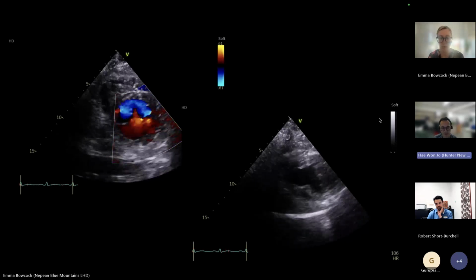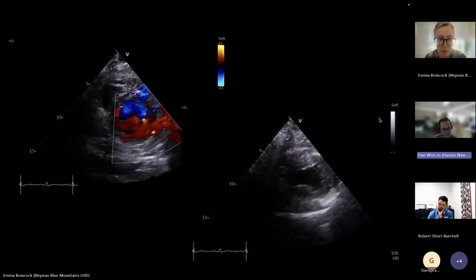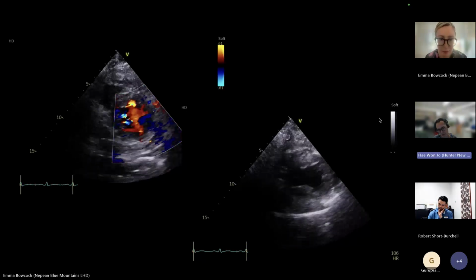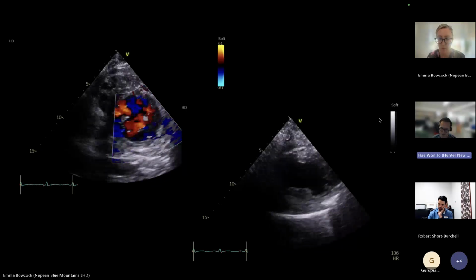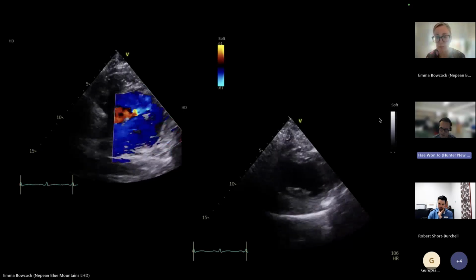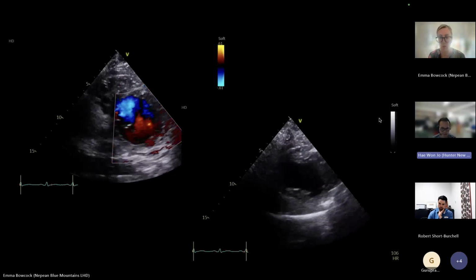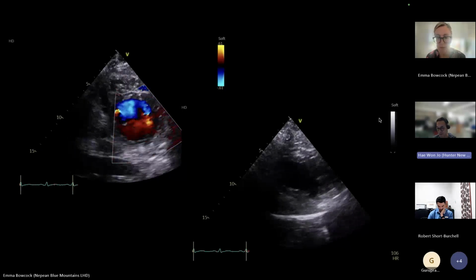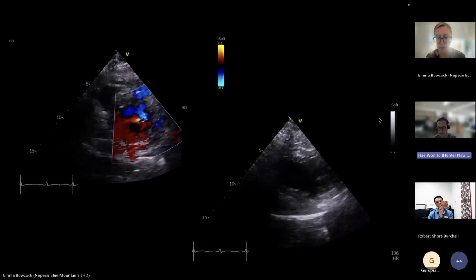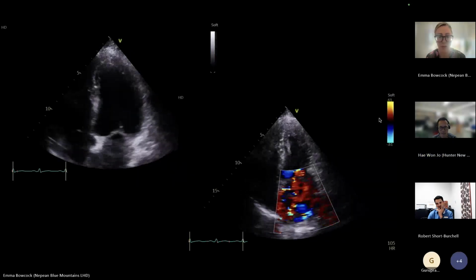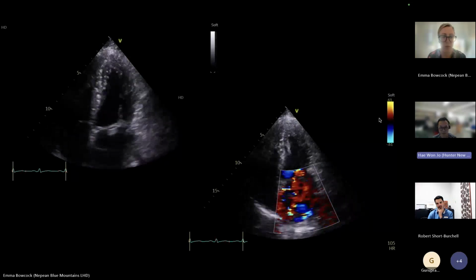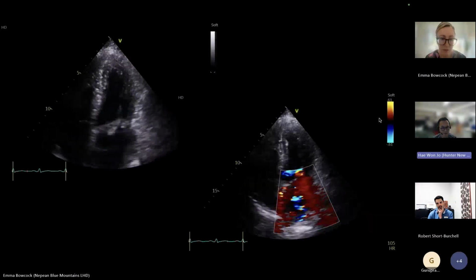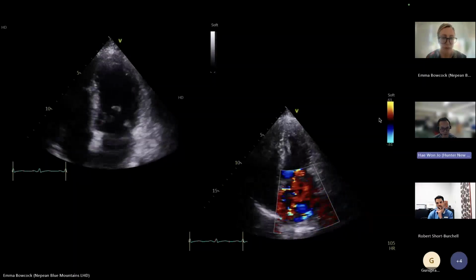Short axis color Doppler, again confirming the MR that we saw earlier. Moving on to the short axis at the apex, or papillary muscle level. Again, I think LV function looks normal in this view, but nothing else to comment on here. Consistent with what we saw earlier again.